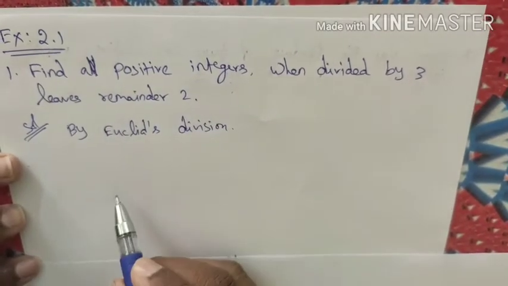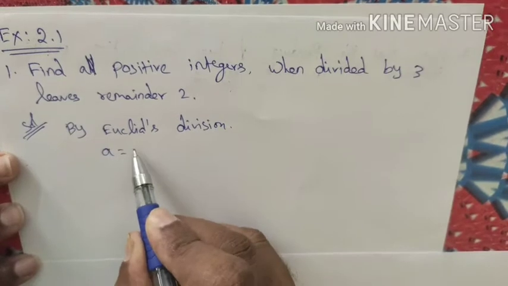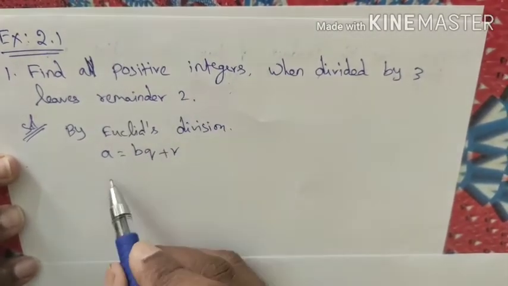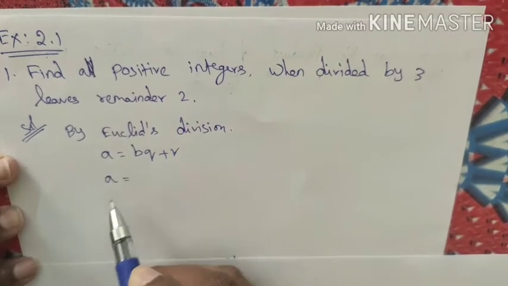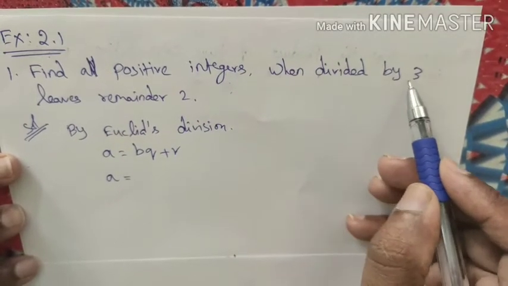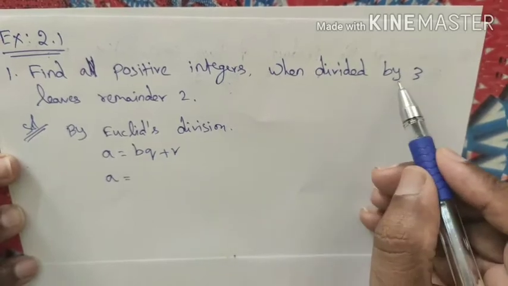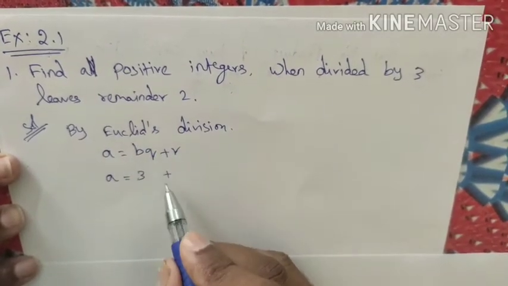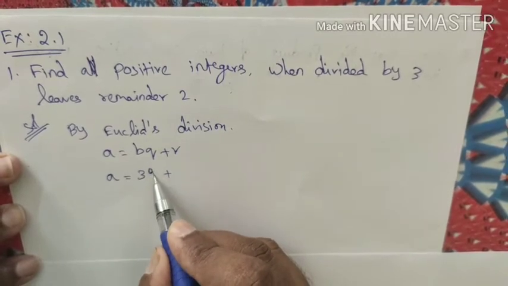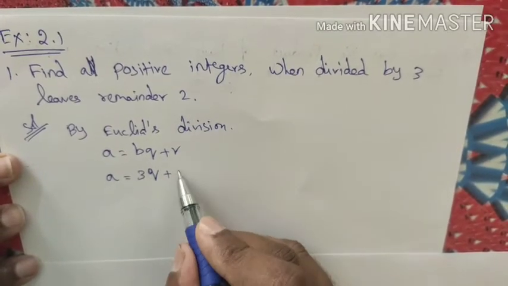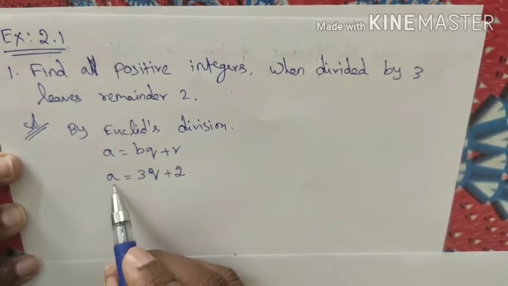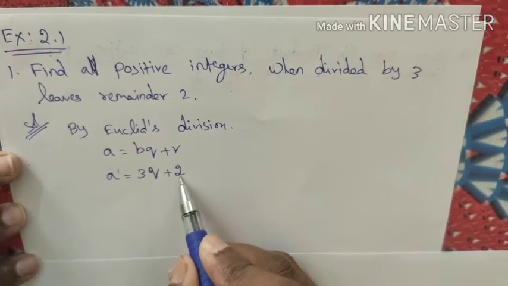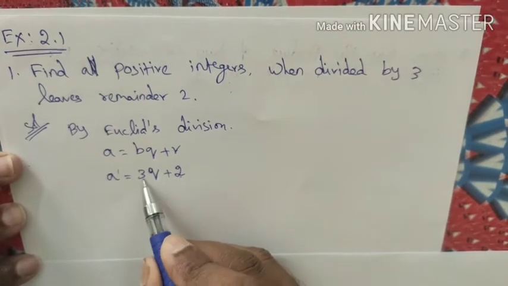We know the formula for Euclid's division, that is a = bq + r. Here the positive integer we don't know, let me take it as a, and the divisor is 3. When divided by 3, it leaves the remainder. The quotient also we don't know, let me take it as q, and the remainder, take it as 2. Now we want to find out the positive integers a. Here the remainder is 2, divided by 3.